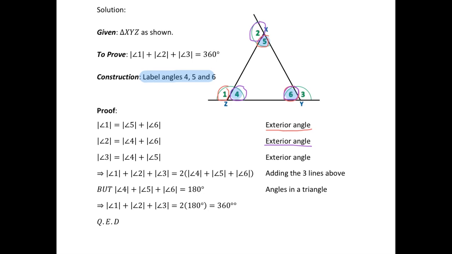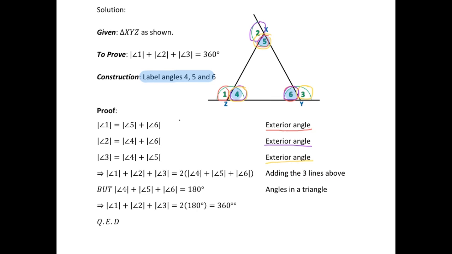And lastly, the angle 3 is the exterior opposite angle to the angles 4 and 5. So angle 3 is equal to angle 4 plus angle 5. And again, we're using our exterior angle theorem. This implies that the angle 1 plus the angle 2 plus the angle 3 is equal to twice the angle 4 plus the angle 5 plus the angle 6. And this is gotten by just adding the three lines above.